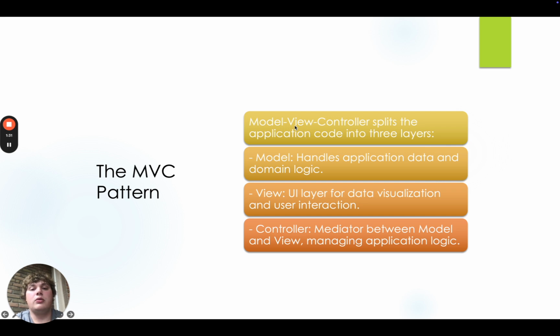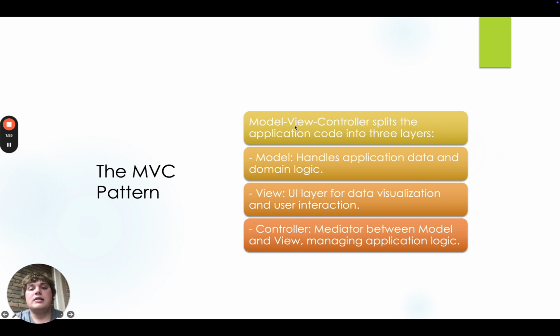The controller acts as the mediator. The controller connects the view and the model. It receives user input from the view, processes it, and updates the model accordingly. Then it retrieves data from the model and sends it back to the view for display. For instance, when a user clicks submit on a form, the controller processes the input, updates the model, and refreshes the UI with the new data.